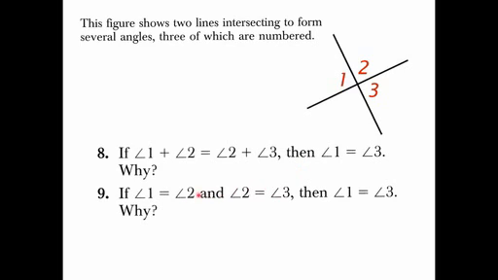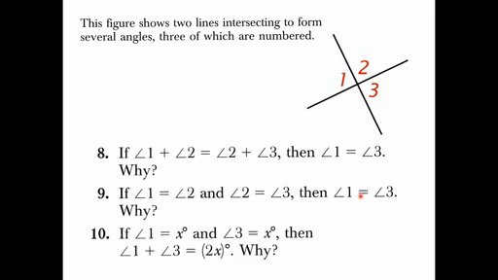Same thing here. If 1 is 2 and 2 is 3, then 1 is 3. It's a little bit different reason this time. 1 is 2 and 2 is 3. How do you get from this side, the if, to the then? Compare, find a property.